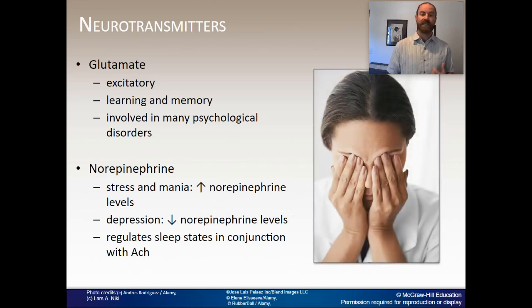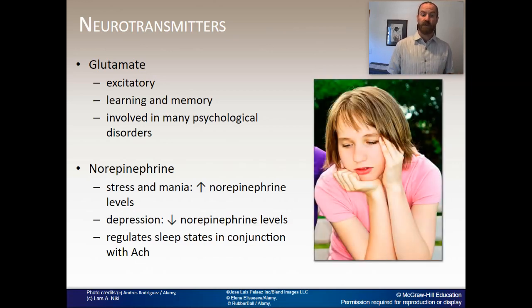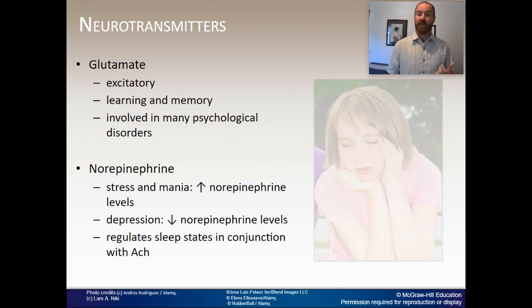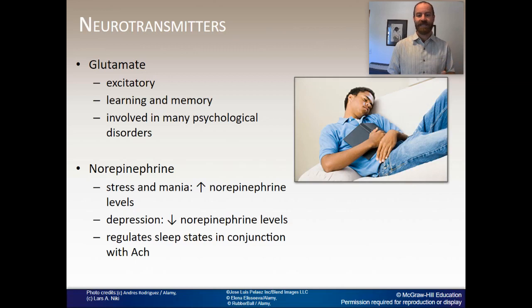Norepinephrine is another excitatory neurotransmitter that is associated with mood and sleep regulation. Too much norepinephrine, and one might experience anxiety attacks. Too little, and one might suffer from depression. Now, it's always important to remember that no single set of neurons, and therefore no single type of neurotransmitter, is solely responsible for any one function. Therefore, norepinephrine, ACH, and serotonin are all implicated in mood and sleep regulation.